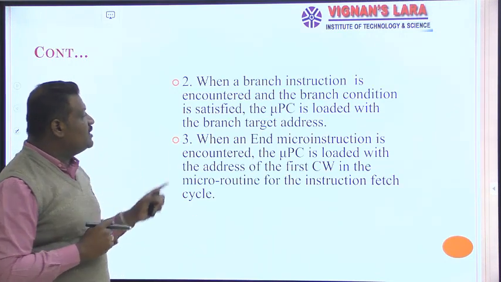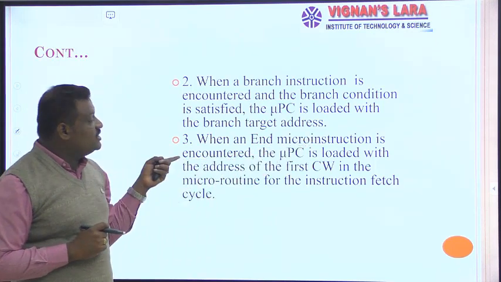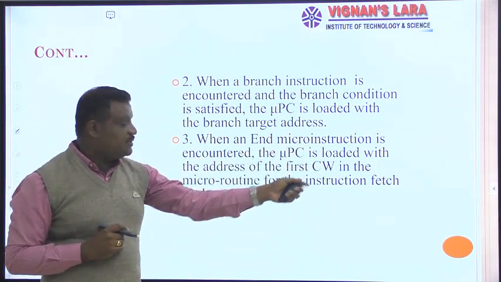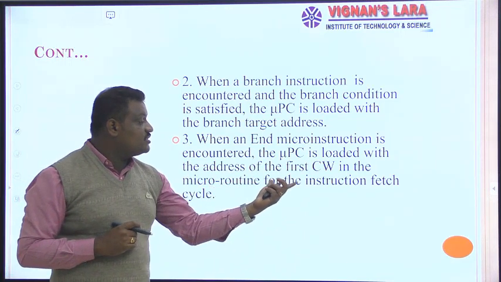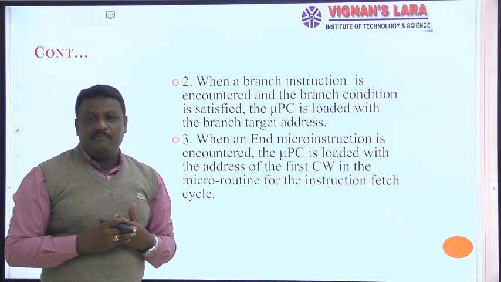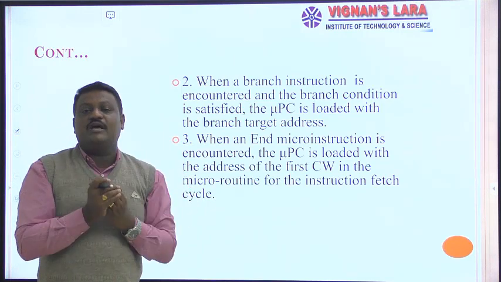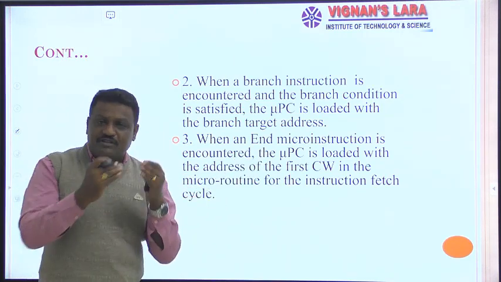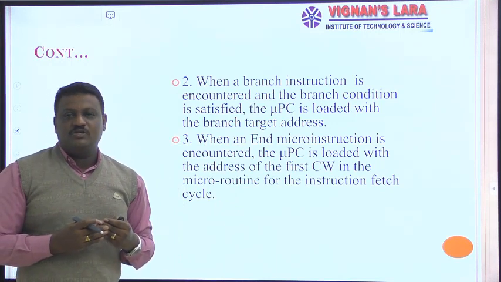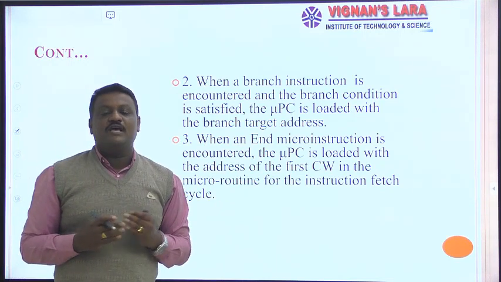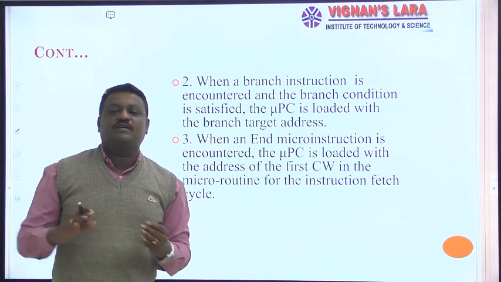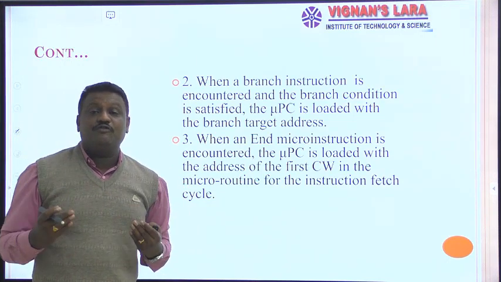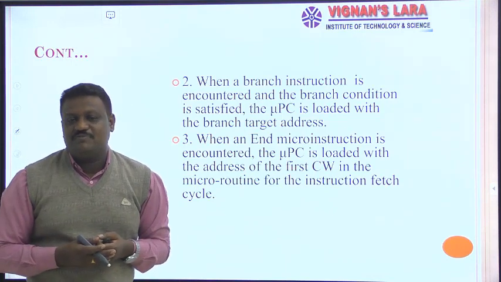And coming to the third one, when an end micro instruction is encountered, the new PC is loaded with an address of a first CW in the microroutine for the instruction fetch cycle. That means whenever I encounter end cycle or end operation, that indicates the end of the corresponding instruction. At that point, my new PC is loaded with a new control word address, which is needed for me to fetch the next instruction from the memory.